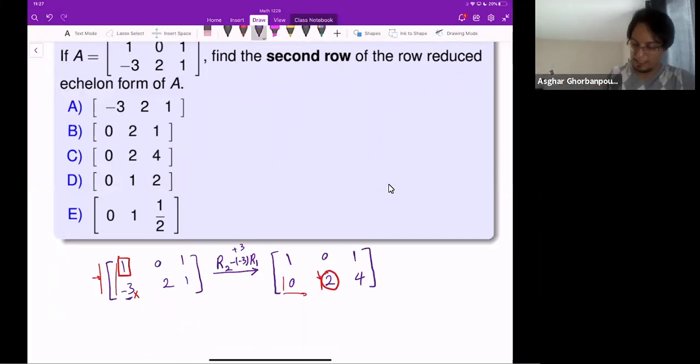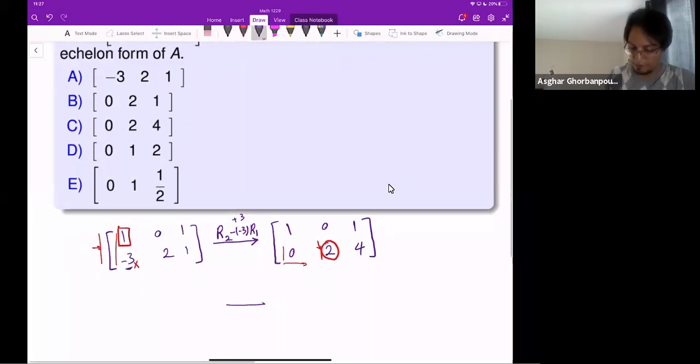Turning it into the next leading one, I have to use the operation that multiplies the whole row 2 by the inverse of that entry. So I'm not changing row 1, so this will be 0, 1, 2.